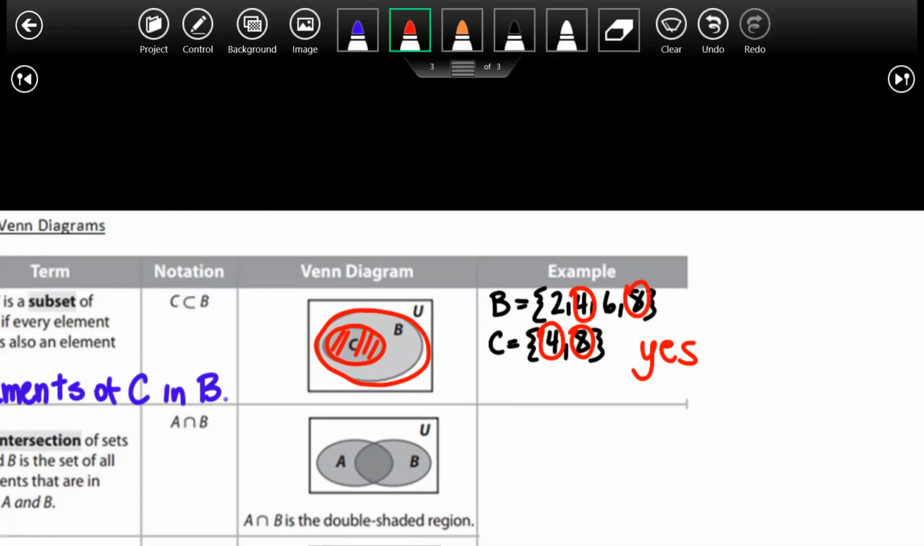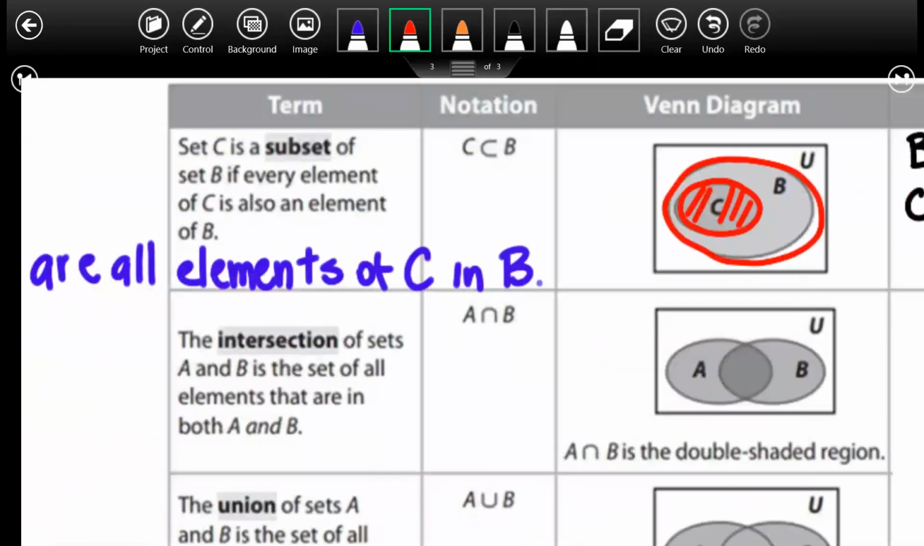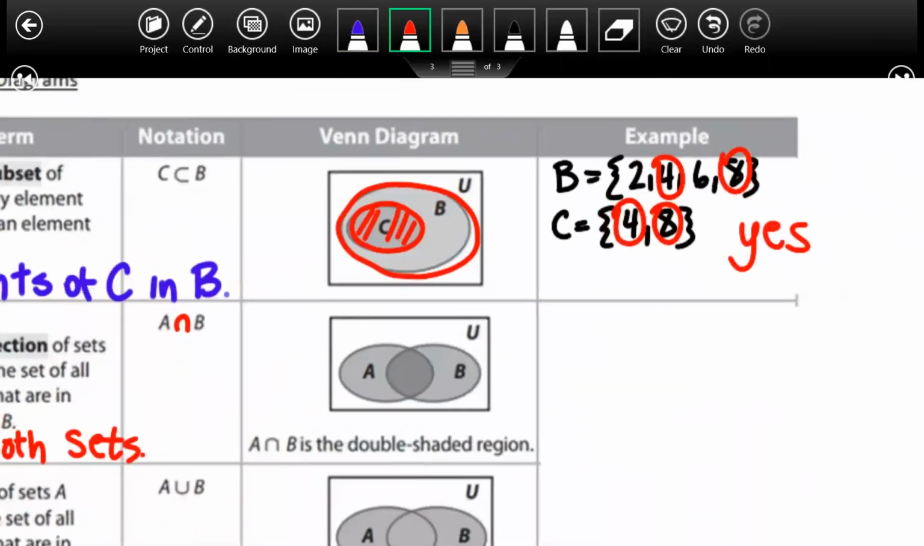Okay. The next one we're going to do here is our intersection. The intersection of sets A and B is a set of all elements that are in both. Elements must be in both sets. For it to be an element of this, they must be in both sets. If they are not, they're not considered intersections.